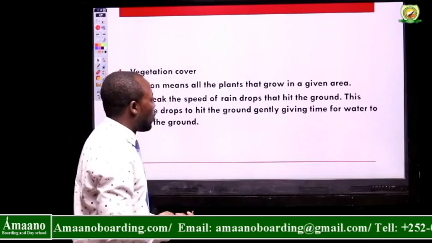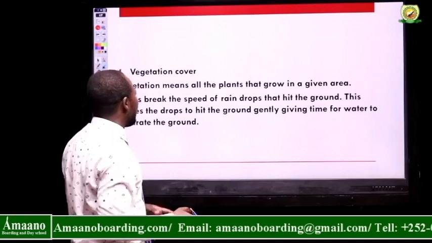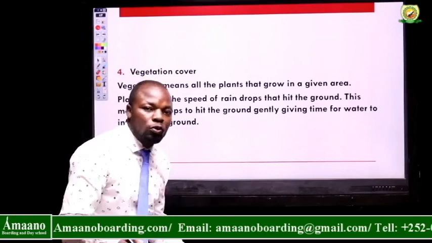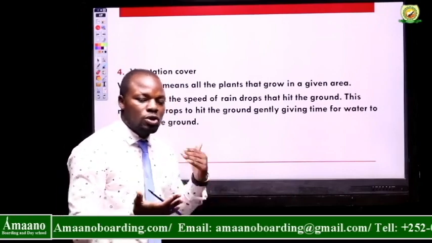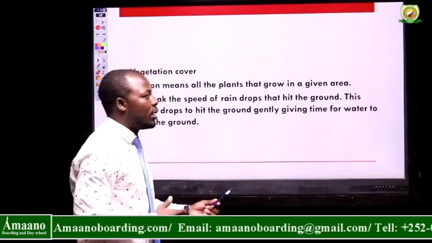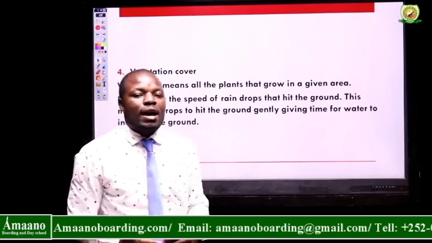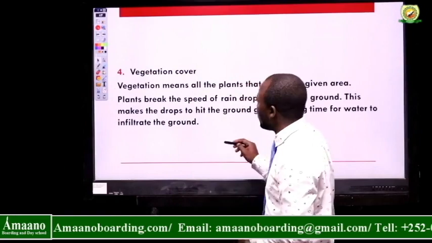Then vegetation cover also. Whenever there are plants, where plants grow, the speed of water will reduce. Plants will stop the speed of water, and that means underground water will not form as fast as it should have been formed.